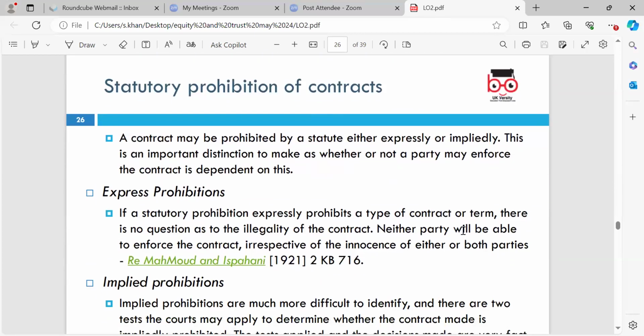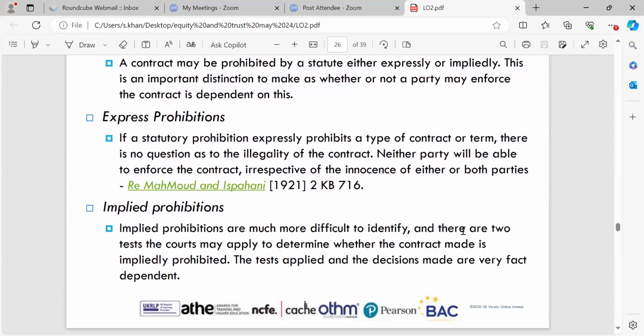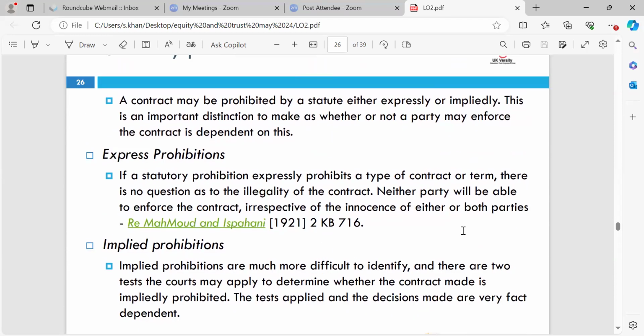Statutory prohibition of contracts. A contract may be prohibited by statute, either expressly or impliedly. And an important case in regard to that is the case of Mahmoud and Ispahani, 1921. I'll just go through some of the facts of that case.